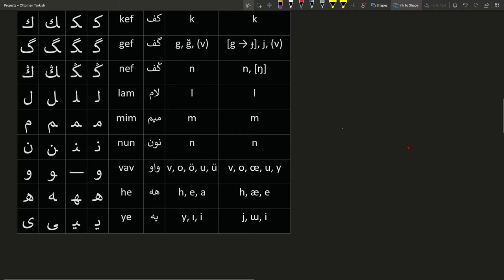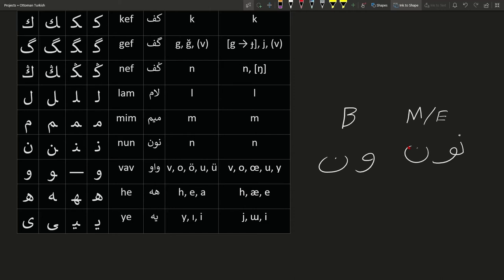At the beginning of a word, we can have Vav and then Nun. And then in the middle and or end, we can write Nun first and then Vav. And we can see it is not a joining letter. So this wraps up our summary.